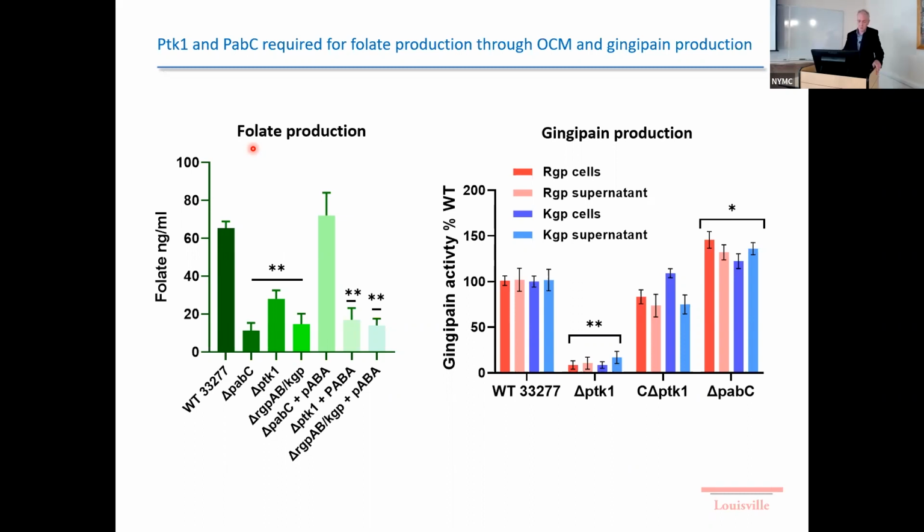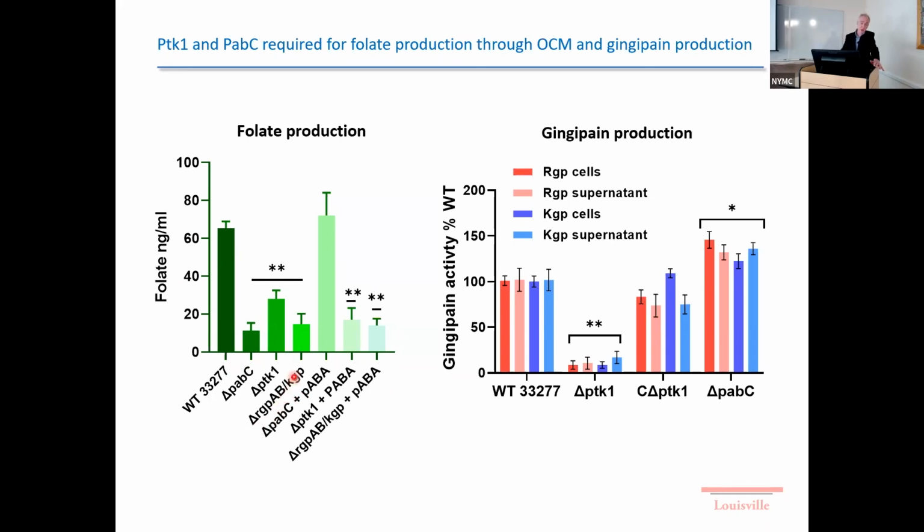the level of folate. So here's our wild type P. gingivalis, our parental strain. PABC mutant, so no PABA, no precursor to one carbon metabolism, folate goes way down. Our PTK1 mutant, so less activity of PABC, less gingipain activity, less folate.